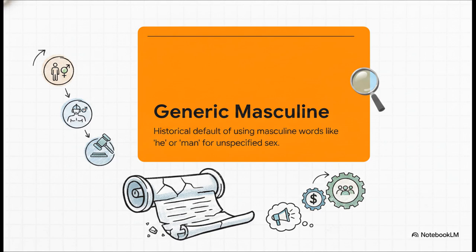It's basically the historical default of using words like man or he to refer to people of an unspecified sex. This bias was actually hard-coded into law, like with the UK's 1850 Interpretation Act. But let's be real here. Relying on a standard from 1850 to run a diverse modern operating environment? That simply doesn't serve us anymore.